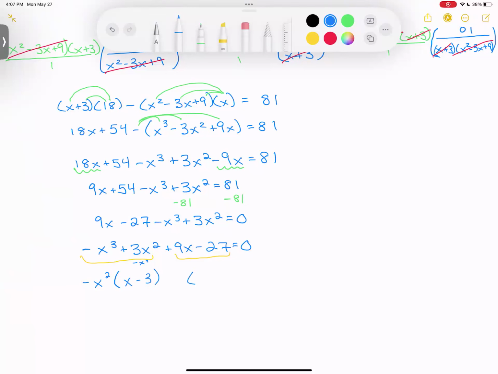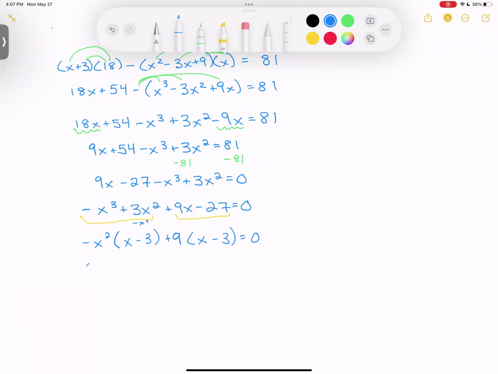Okay, and so hopefully I can pull out an x minus 3 here, and I can if I multiply it by plus 9. Okay, so I'm getting somewhere now because I've got negative x squared plus 9 times x minus 3. Now there's a couple of ways to do this. I could actually factor that negative out right now. Or I could just flip it around into 9 minus x squared, and then it becomes a difference of squares that way. I think I'll factor the negative out.